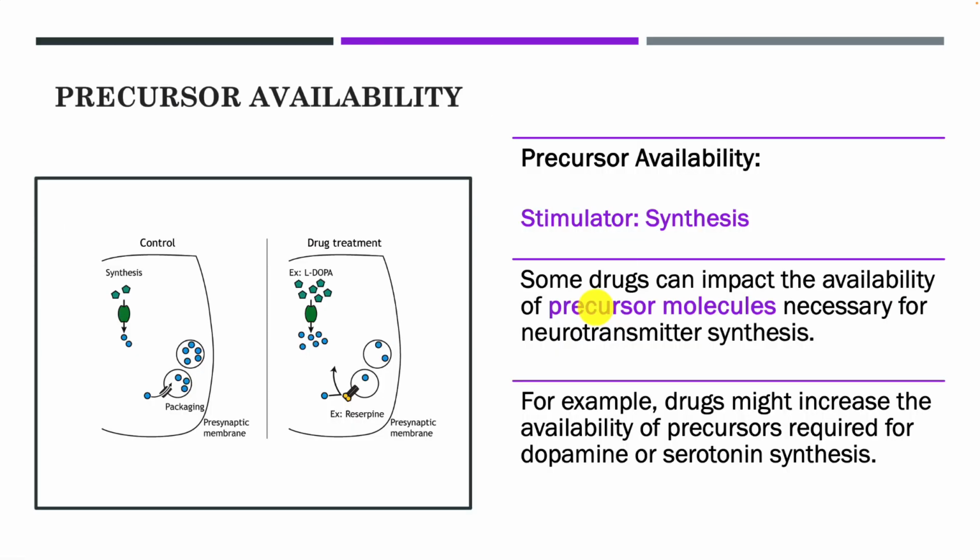The next one would be precursor availability. So let's look at that one. If we look at this cell here, we have an enzyme that is taking a substrate and making a new product. In this one, we're talking about dopamine, so we're talking about the synthesis of dopamine.